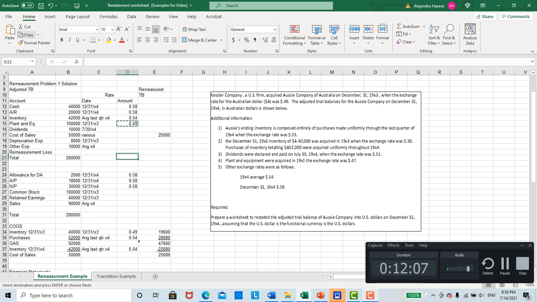Anything that says 12/31/X3, let's get that down. Depreciation is the only expense you use the historic rate for, but you have to be consistent with your depreciation base. We're going to use the historic rate for those items, and a historic rate for dividends too. Dividends were paid on July 30th, 1984 at 51 cents, so this is 0.51. Cost of sales, I'll just put various here.